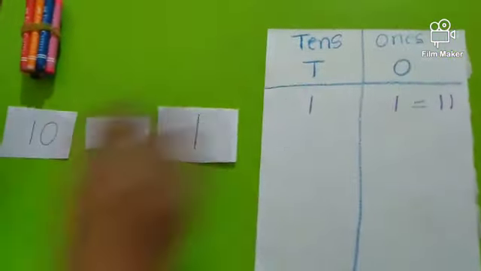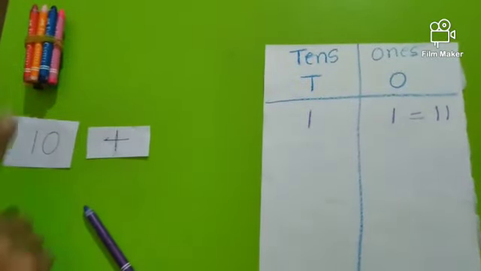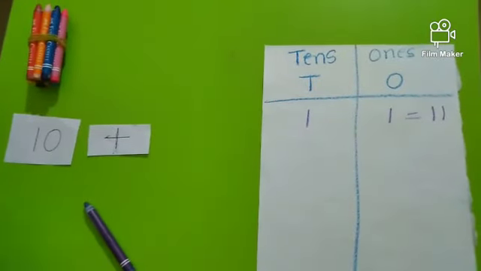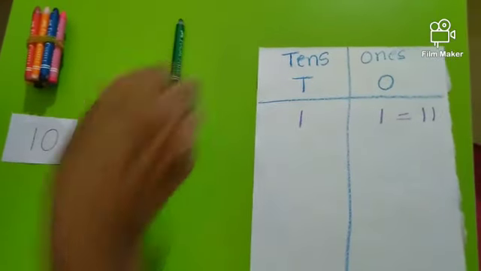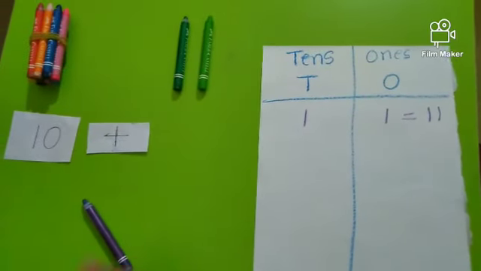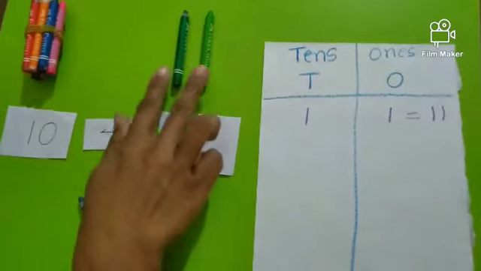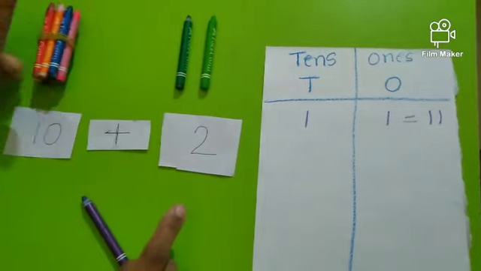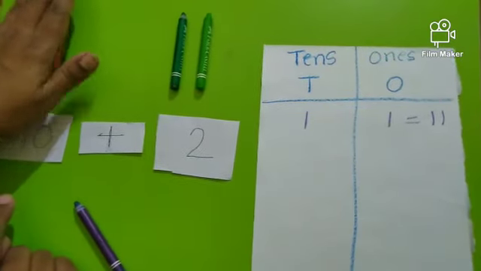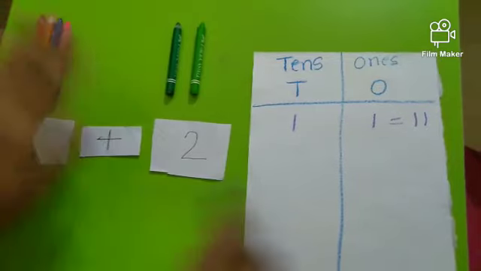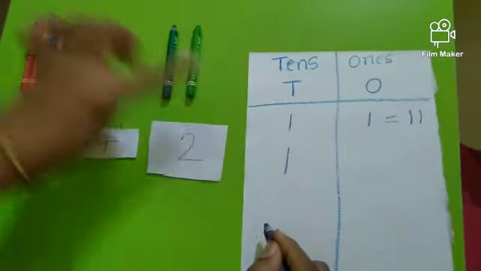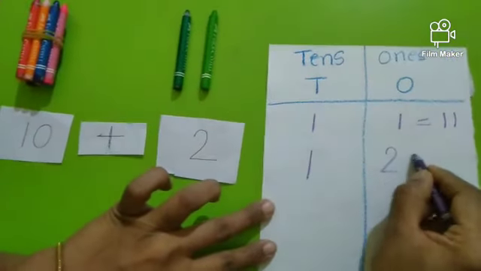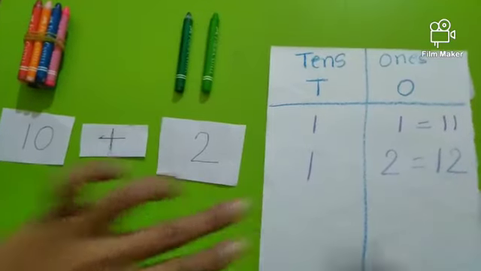So now this group will remain the same. Ones is going to change. Now we'll keep 2 crayons. 1, 2. So now comes number 2. The group of 10 crayons is only 1, so tens is 1. And here in the ones column, 1, 2, we'll mention 2. 1, 2, 12.